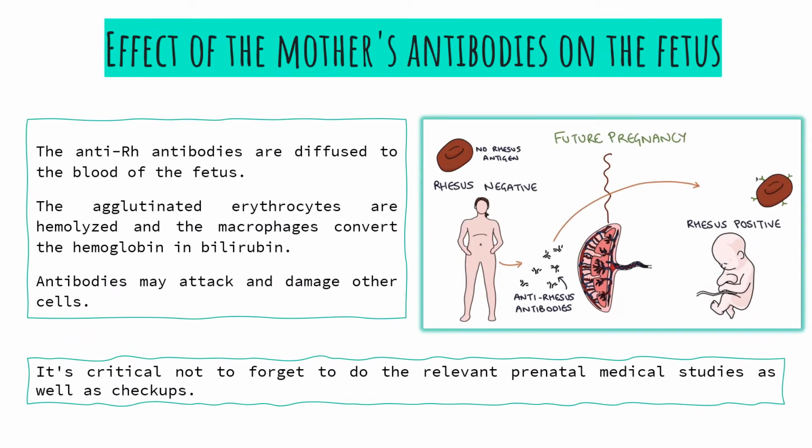In relation to the mother's antibodies in the fetus, after being formed in the mother, these anti-Rh antibodies slowly diffuse through the membrane of the placenta to the blood of the fetus to bind the erythrocytes together. Agglutinated erythrocytes are hemolyzed and hemoglobin is released into the blood. The macrophages of the fetus convert this hemoglobin into bilirubin, which causes the child's skin to turn yellow with jaundice. In addition, antibodies may attack and damage other cells. So, it's critical not to forget to do the relevant prenatal medical studies as well as checkups.